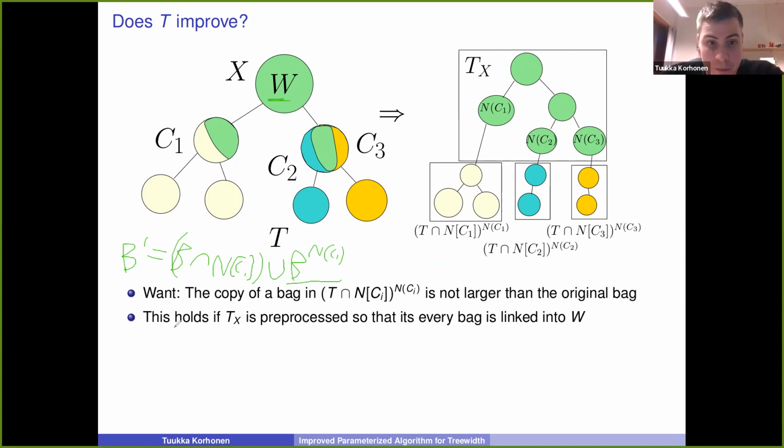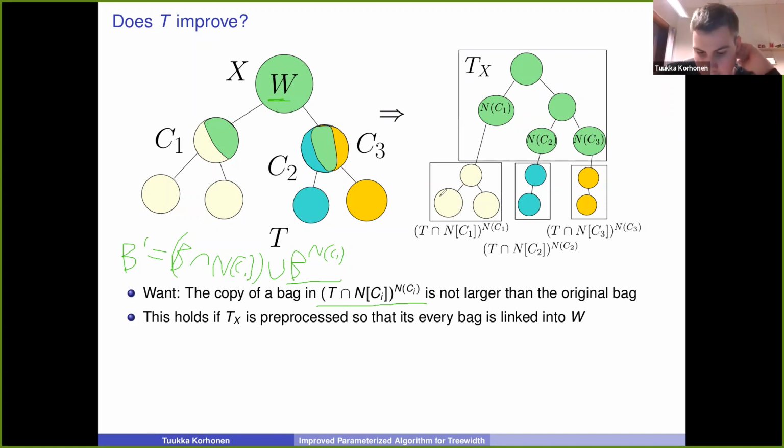So this will not hold a priori, this feature that this is not larger than the original bag, but we need some extra property. We need that this T_X, this decomposition, is preprocessed so that every bag is linked into W. By linked, I just mean that the flow from this bag back to W has size at least the size of this bag. So we don't have any separator between this bag and W of size smaller than this bag, by Menger's theorem.